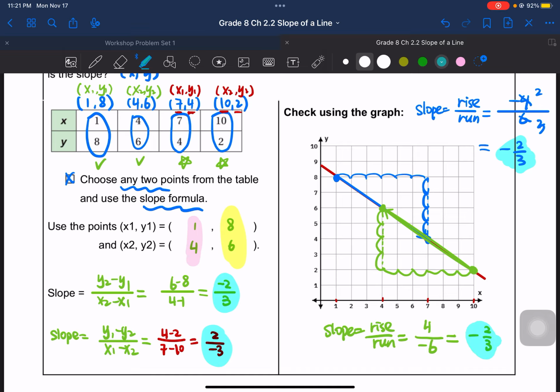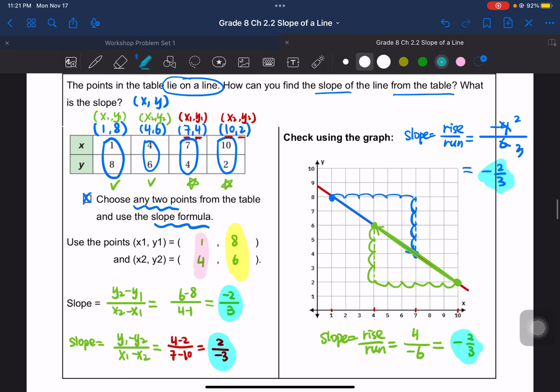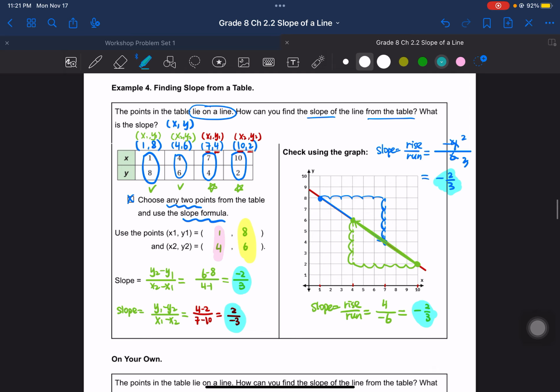As long as you use the rise over run, it doesn't matter which 2 points you choose, it doesn't matter which direction you use. You will always get the same slope. So the key point here is just rise over run. That's example 4. And I'll give you 1 minute to fix your answer.